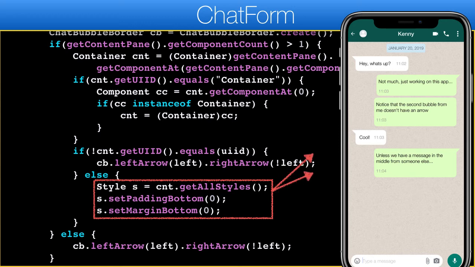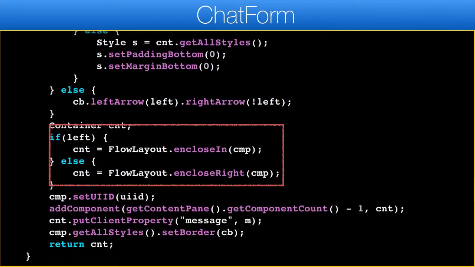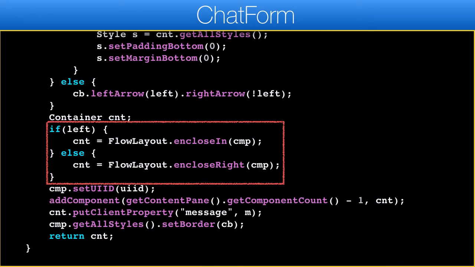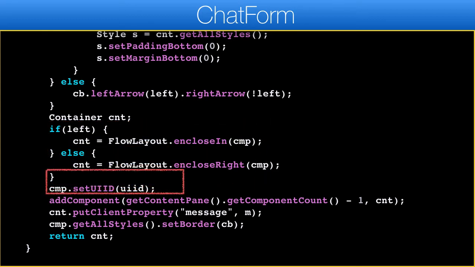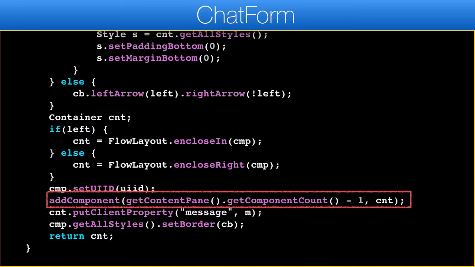This is another special case. When the arrow is removed, we also want less space between the chat bubbles. This is a small nuance of the app that helps associate the components as part of the same conversation. We wrap the component in a flow layout so it will align correctly to the left or right side. We set the UI ID to the UI ID we picked at the beginning of the method. We add the component to the offset just before the input component.